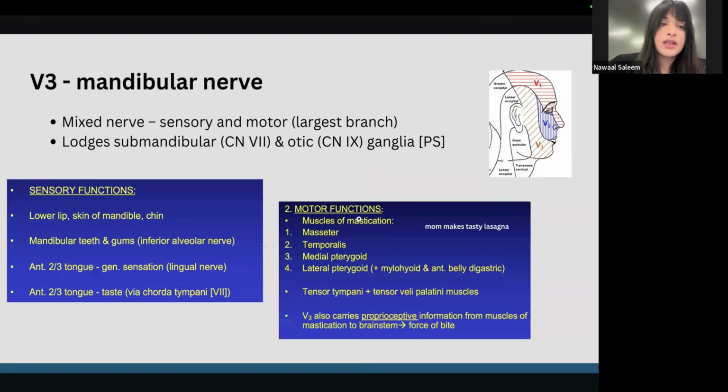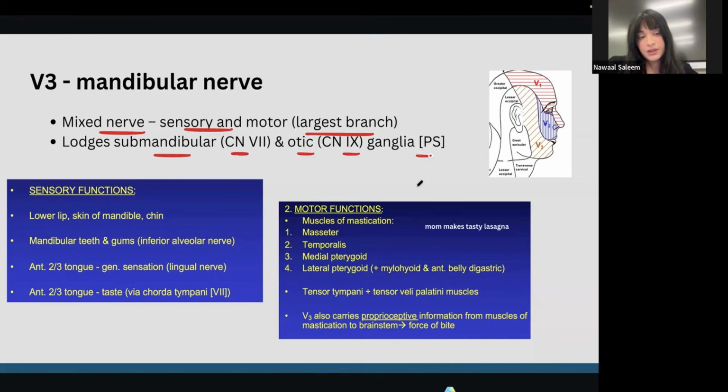Then we move on to the mandibular nerve. This is a mixed nerve. It is sensory and motor. It is the largest branch of the trigeminal nerve, right? It lodges the submandibular, which is the cranial nerve number 7, and the otic cranial nerve number 9 ganglia, parasympathetics. So for the sensory functions, we have the lower lip, the mandibular teeth and gums via the inferior alveolar nerve, the anterior 2/3 of the tongue, which is general sensation, via the lingual nerve, and the anterior 2/3 of the tongue is taste via the chorda tympani. Okay.